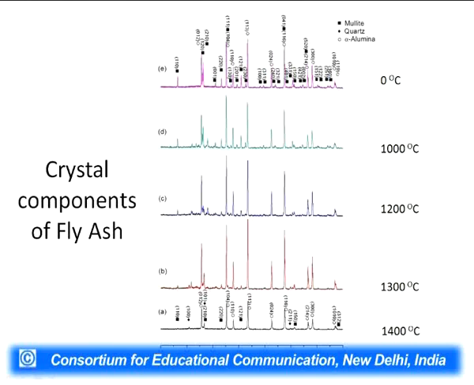Here again the same kind of picture is there, but at different temperatures, starting from the freezing point to 1000, 1200, 1300 and 1400 degrees centigrade. More or less in all the cases we find that a crystal structure is observed only in the case of quartz.